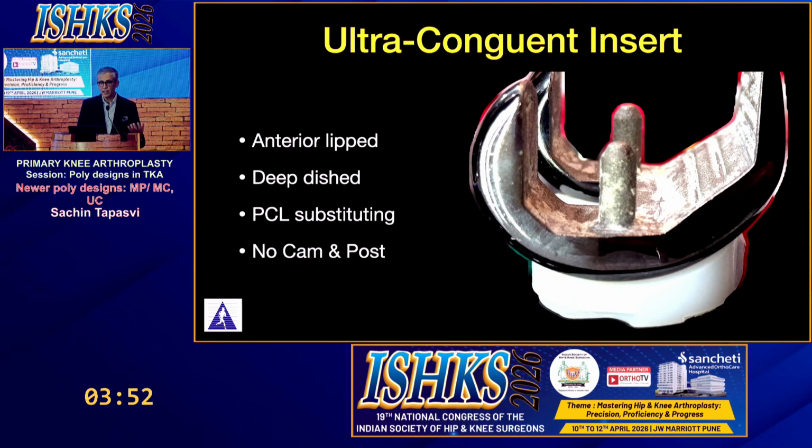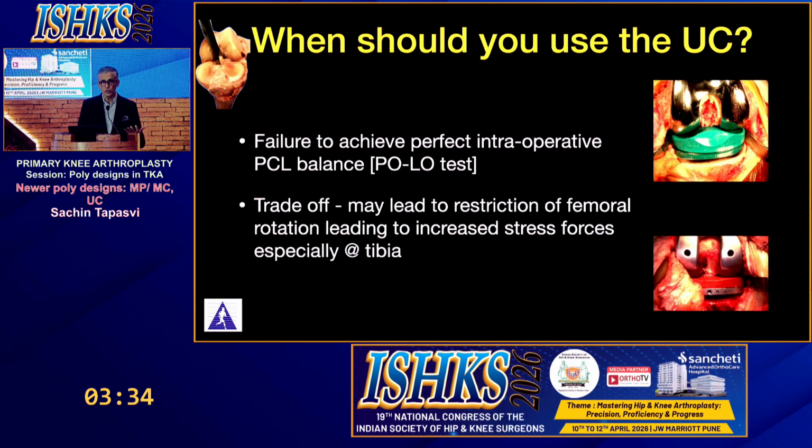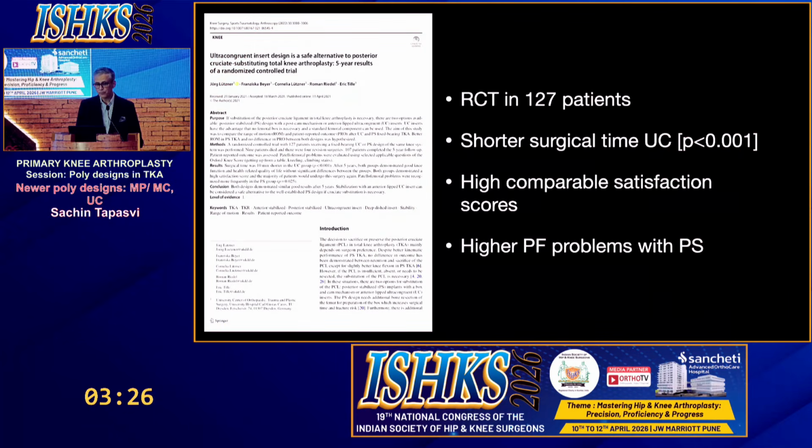So very quickly, the ultra-congruent insert is an anterior lipped, deep dished PCL substituting insert, which does not have a cam and post. When should you use it? Of course, when you fail to achieve the perfect intraoperative PCL balance, if you're doing a CR knee with the pull-out lift-off test, then that's what you should use. But the trade-off is that it may lead to restriction of femoral rotation, which may lead to increased stress forces, especially at the tibia.